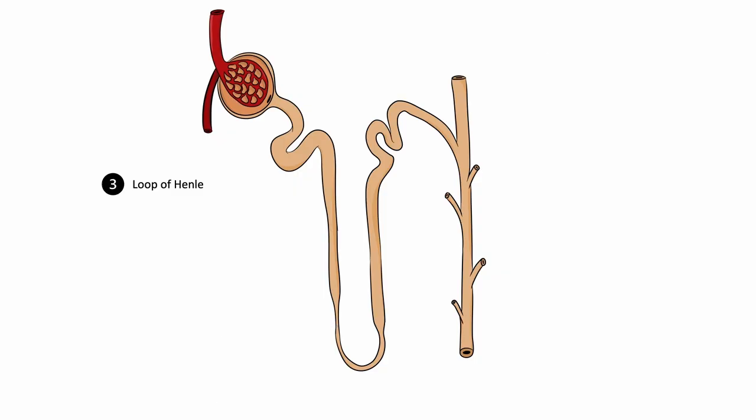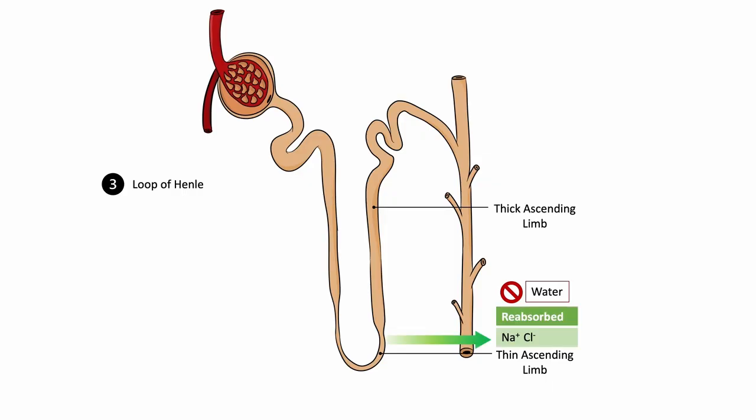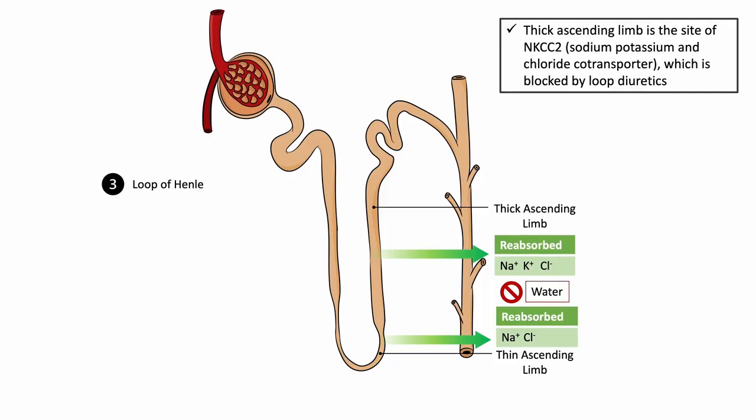The thick and thin ascending limbs are impermeable to water, meaning no water can be reabsorbed from the lumen. The thin ascending limb is permeable to ions. In the thick ascending limb, sodium, potassium, and chloride ions are actively transported by the sodium-potassium-chloride cotransporter, NKCC2. The NKCC2 channel is one of the most well-known transporters and is blocked by loop diuretics.